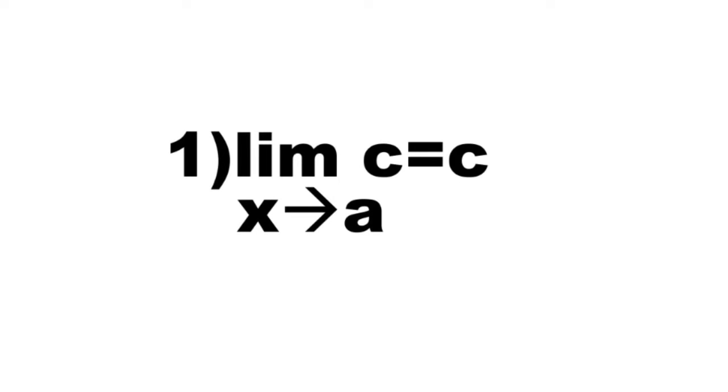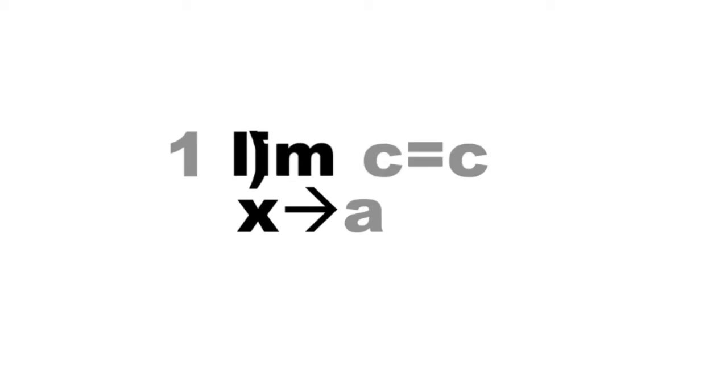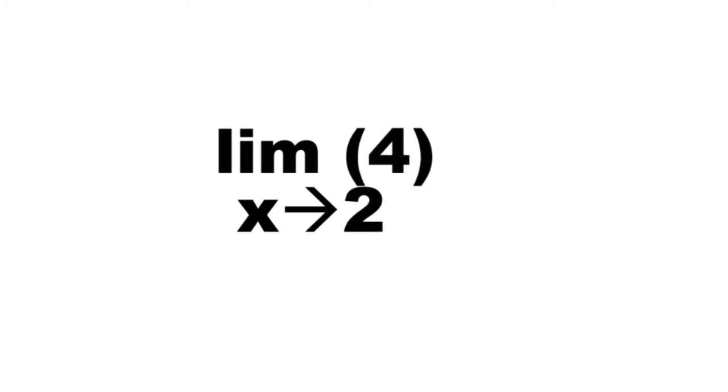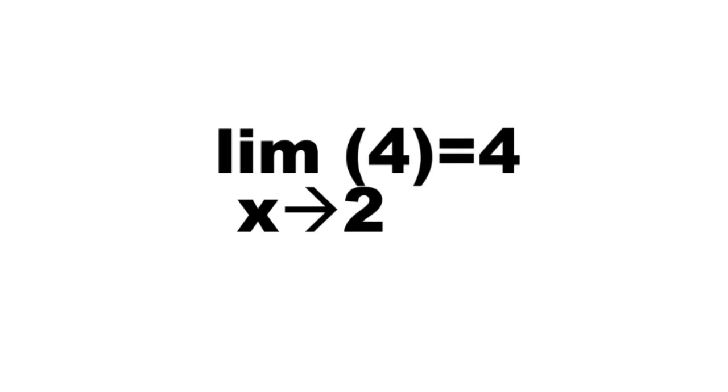Limit theorem. First theorem: the limit of a constant c as x approaches a, where c is any constant and a is any real number. Example: the limit of 4 as x approaches 2. The answer is 4.